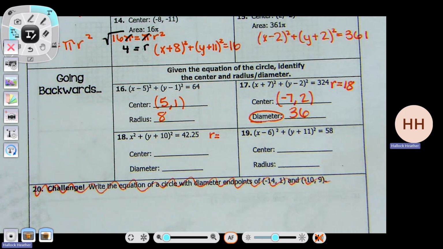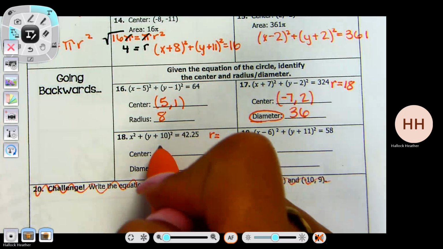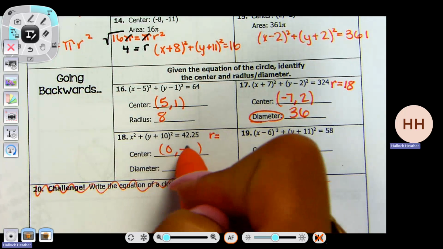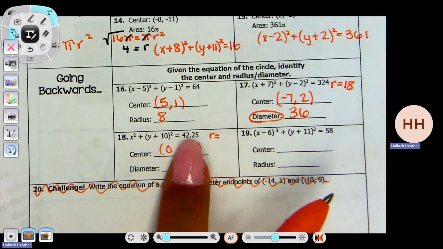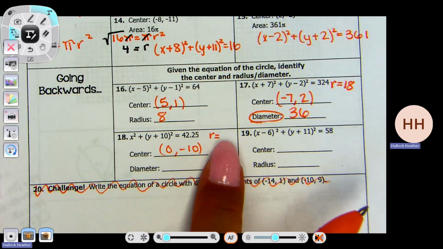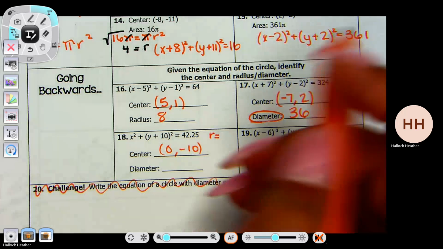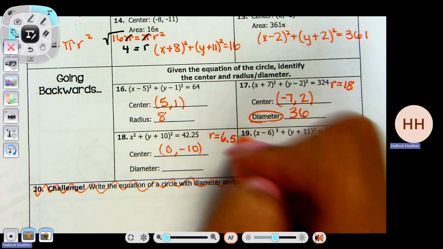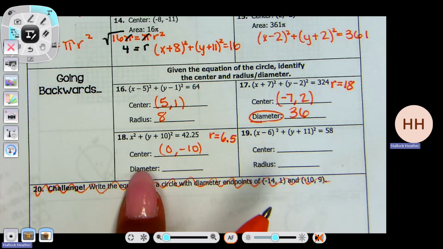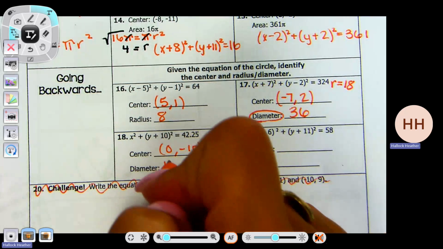Yeah, the radius for 19 is passing on. Okay, so for 18, what's my center? 0, -10. My radius, if I square root this, is how much? 6.5, but I want the diameter. So times 2, which is 13.